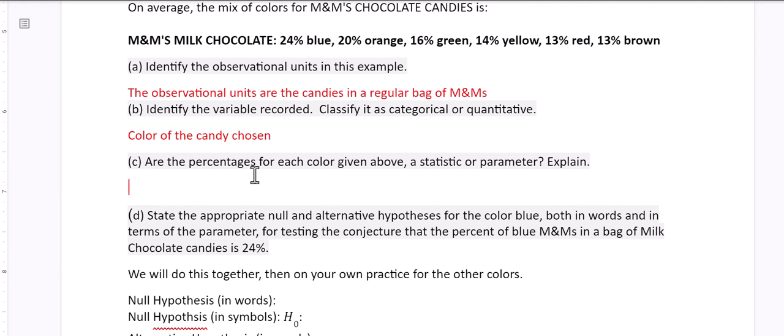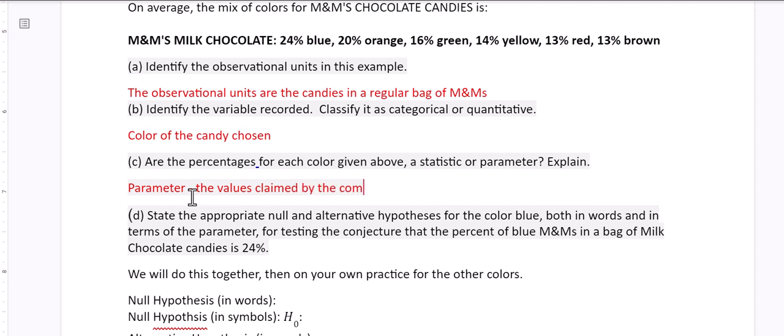Are the percentages for each color given above a statistic or a parameter? So what do we think? 24%, 20%, those are the percentages, the different proportions for each color. Are they a statistic or a parameter? We will say that this is a parameter, and the reason is that these are the percentages claimed by the company. So we can say these are the values claimed by the company.